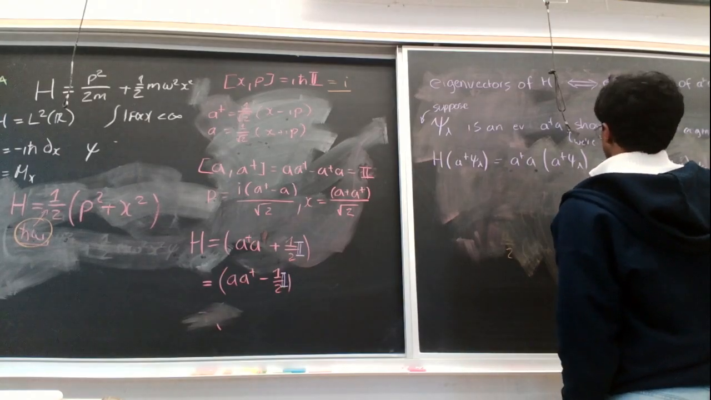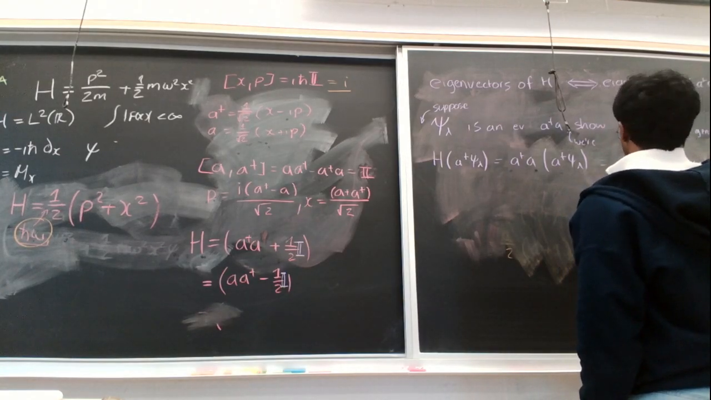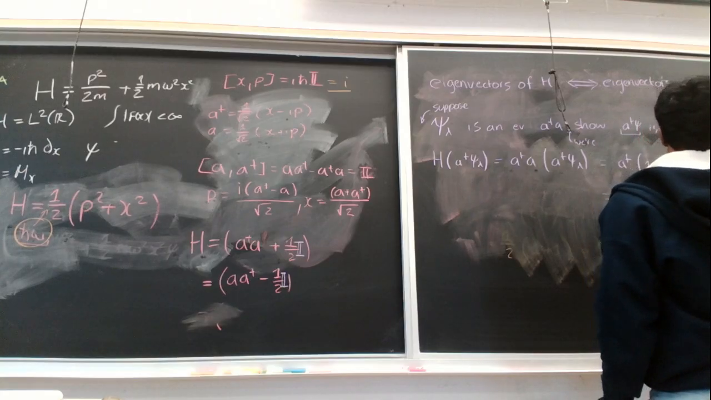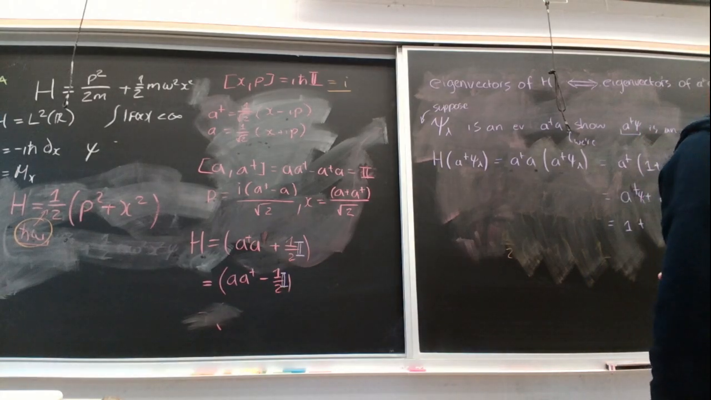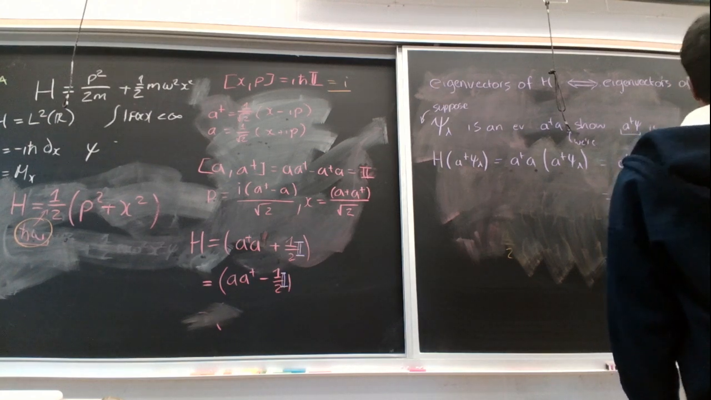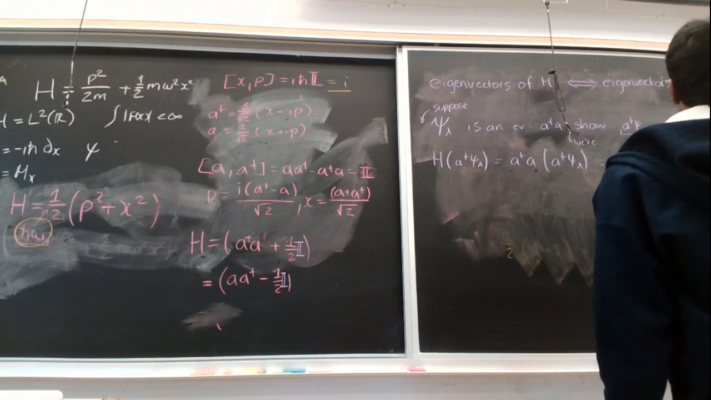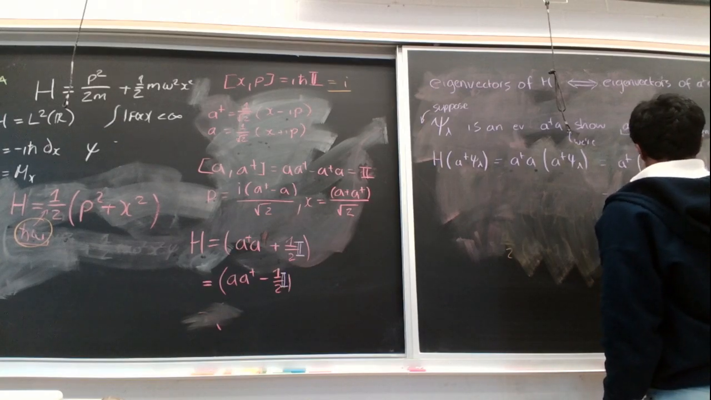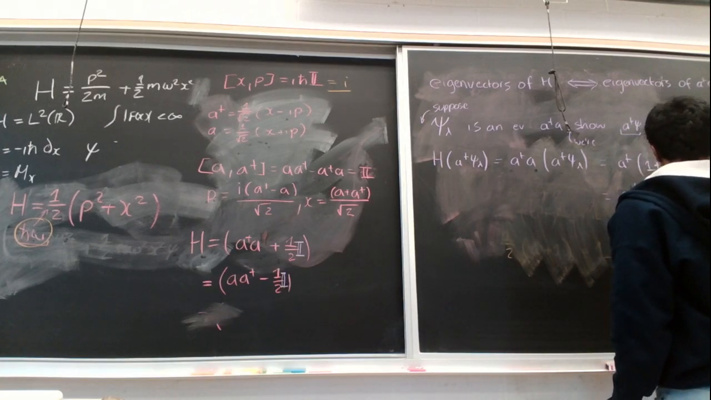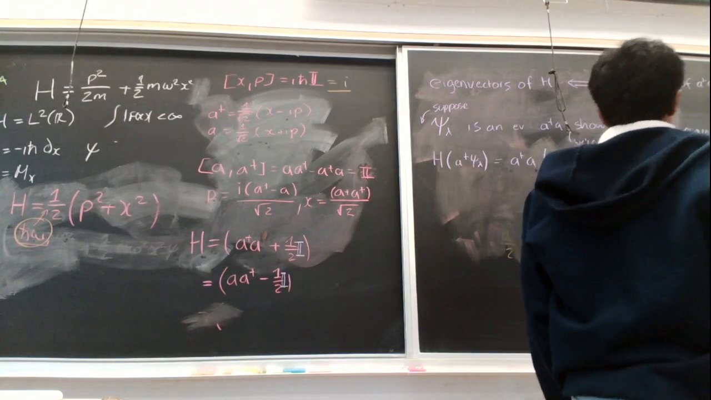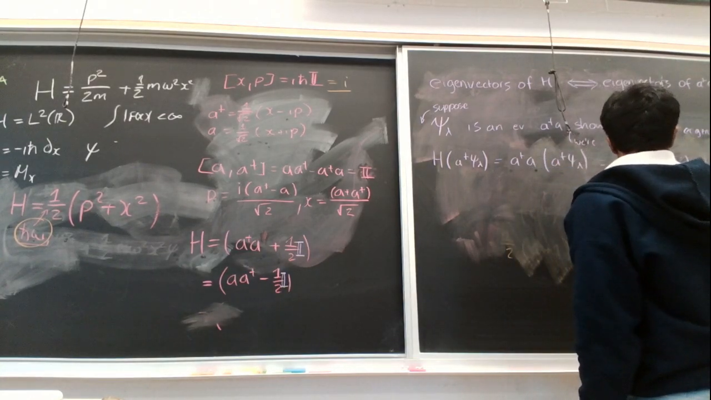Good. This is 1 plus a dagger a. This is the h now. So a dagger h psi alpha. And maybe you want to put brackets around the 1 plus a dagger h. They all act on psi alpha.